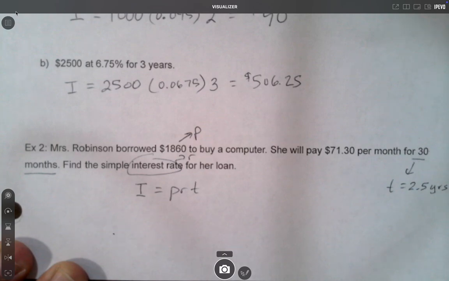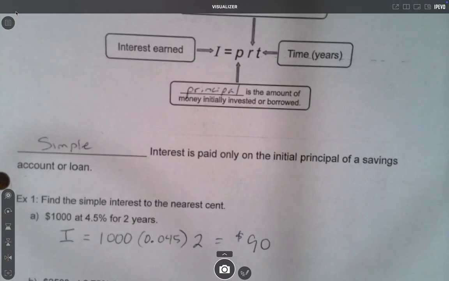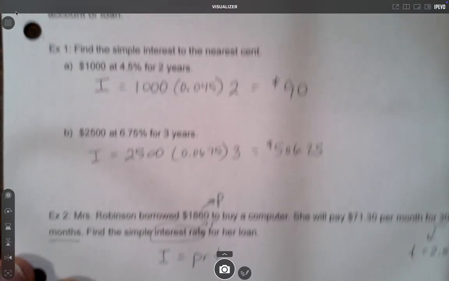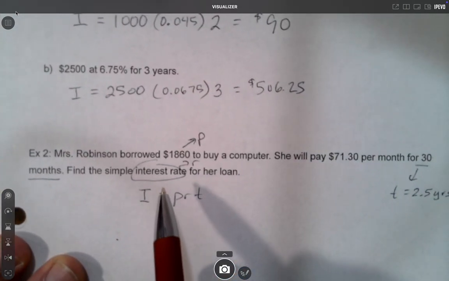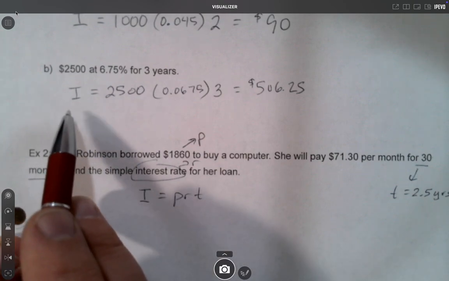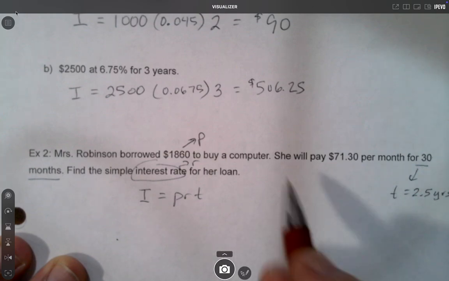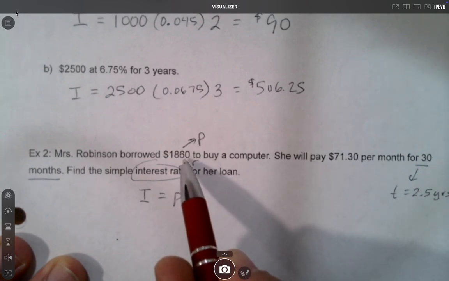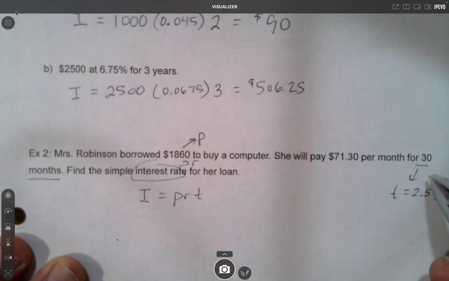So I'm going to pause. I'm afraid I'm going a little bit too fast. We're still dealing with the same equation that was introduced up here. I equals PRT. So this time, they're wanting us to find the interest rate. So it's R we're trying to find, not I, the amount of interest earned. So they told us the principal, we're trying to find the R. We were able to find the time by converting it from months to years.